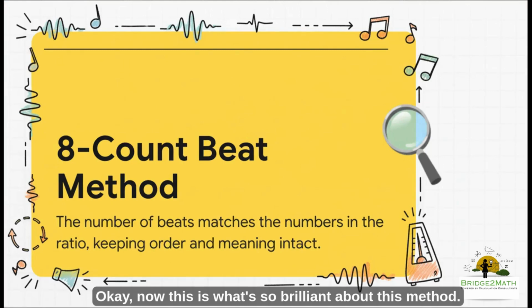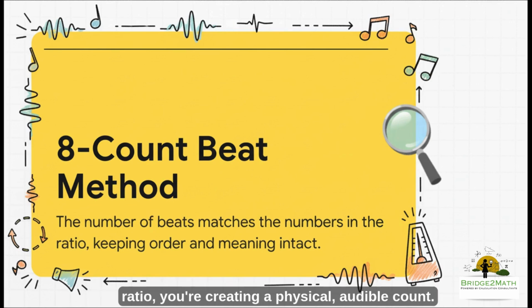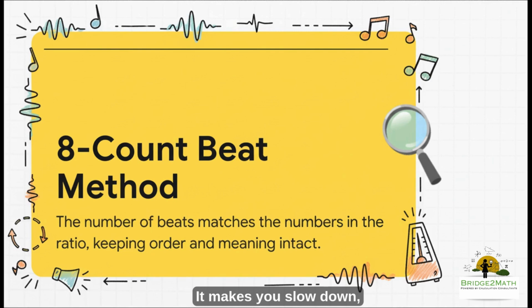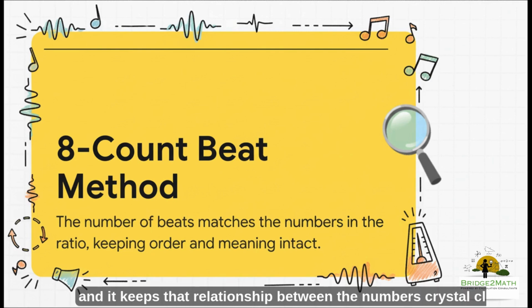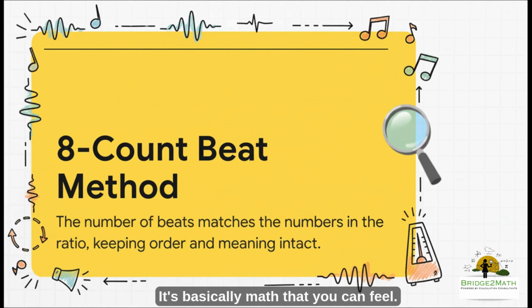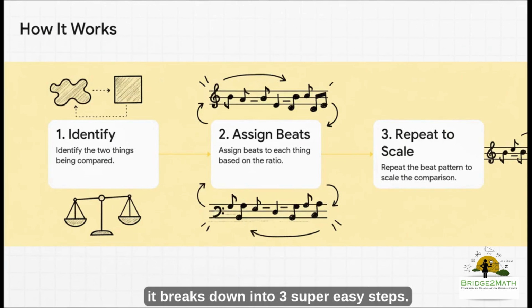Okay, now this is what's so brilliant about this method. It actually uses rhythm to force your brain to be logical. Seriously. By giving a certain number of beats to each part of the ratio, you're creating a physical, audible count. It makes you slow down, and it keeps that relationship between the numbers crystal clear. It's basically math that you can feel. How cool is that? And look, it breaks down into 3 super easy steps.